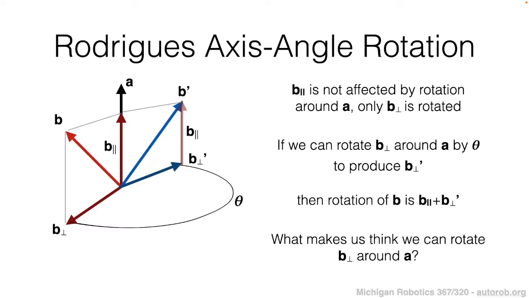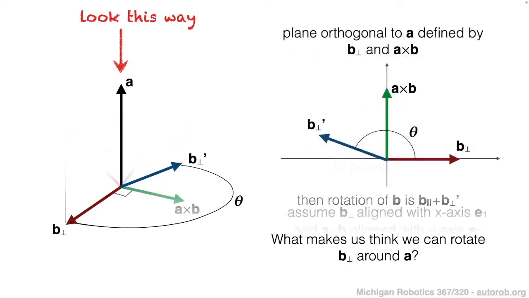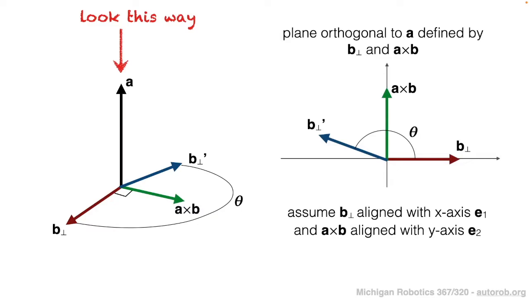So the next question then is, this is nice, but do we think we can actually rotate the B orthogonal component about vector A in a way that's simpler than just rotating B about the vector A itself, which is what we're ultimately interested in? If we look at this from a slightly different perspective, we can realize that rotating this B orthogonal component about vector A can be thought of as a rotation in a plane.